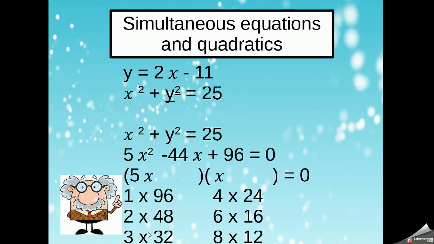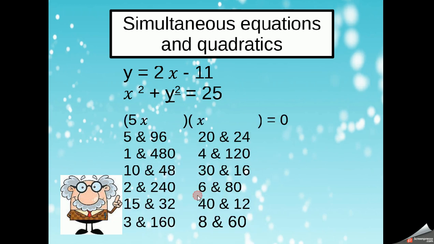So the next thing you want to do, once you've listed all these numbers, is list them all again with either the first number multiplied by 5 or the second number multiplied by 5. So for instance, the first was 1 and 96. Well, that's either 1 times 5 and 96, 5 and 96, or 1 and 96 times 5, which is 480. The next numbers were 2 and 48, so that's either 2 times 5 is 10 and 48, or 2 and 48 times 5, which is 240.